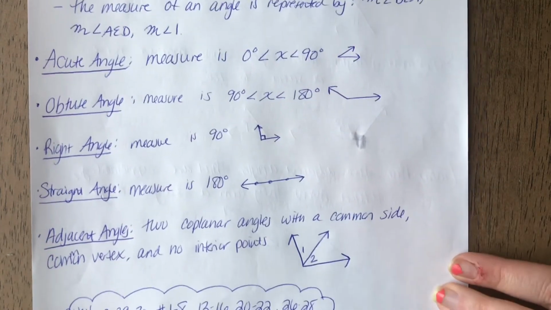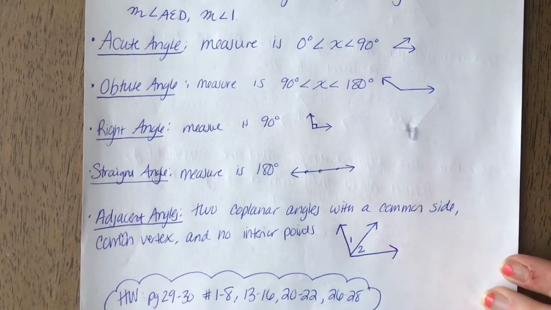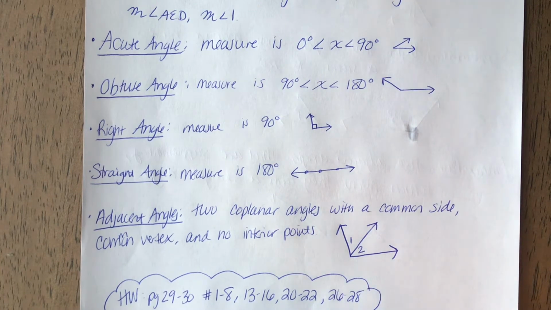Then we're going to talk about different types of angles. We have an acute angle, which is between 0 and 90. An obtuse angle is bigger than 90 but less than 180. A right angle has to be exactly 90, and a straight angle has to be exactly 180 degrees.